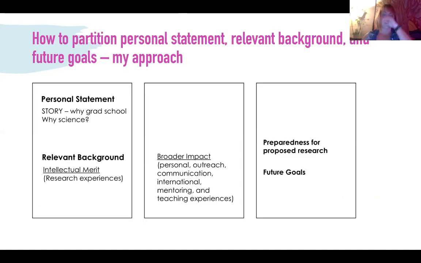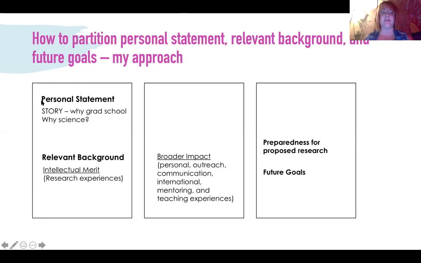Okay, so this is my advice for how to partition your personal statement. You have 3 pages for your whole personal statement, and my suggestion is that you have one paragraph where you have your opening paragraph. So this is your why grad school, why science, or your story. After that, you'll jump into your relevant background section.